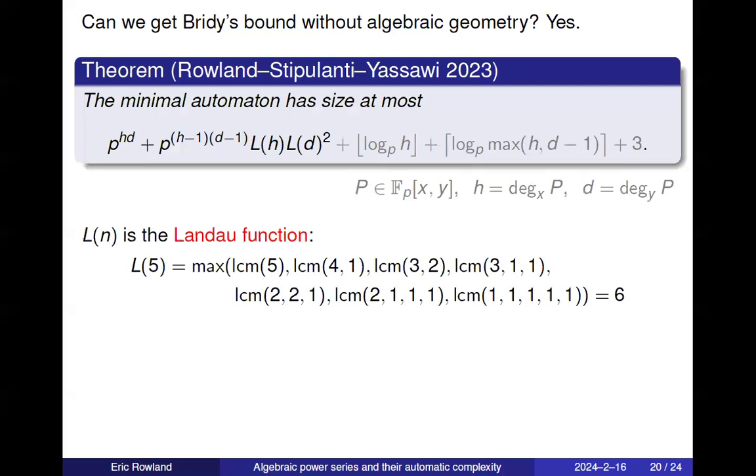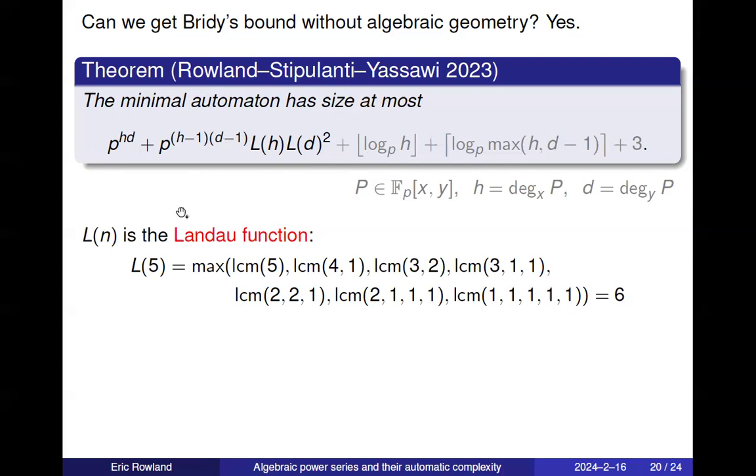And so this is the bound from the previous slide. This is our result from last year, that the minimal automaton has size at most this. So this is the p to the hd. So this agrees with Bridy's bound. And these are very small log terms. This is like the second order term. So it's p to the h minus 1 d minus 1 times some stuff. This stuff is a product of Landau functions.